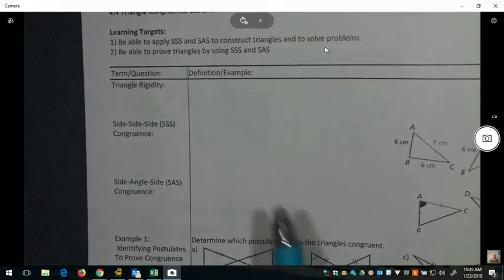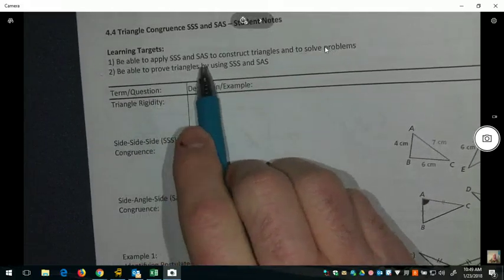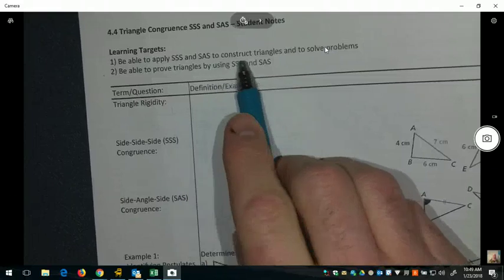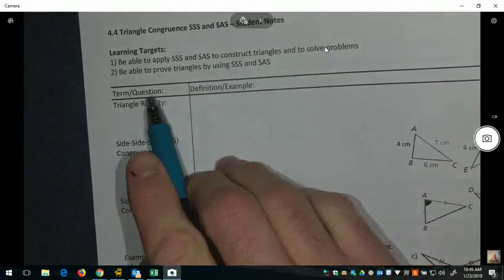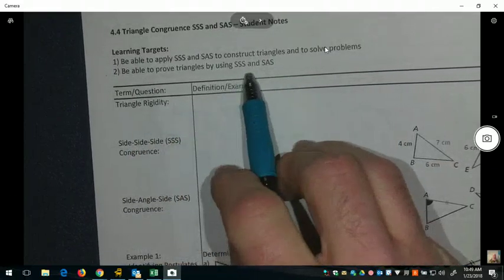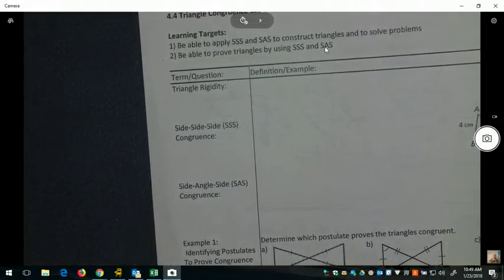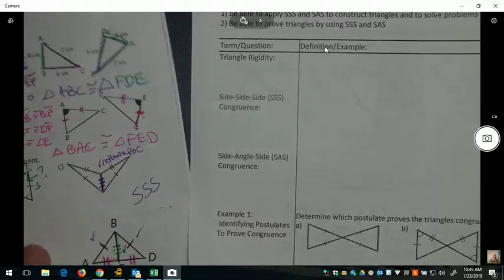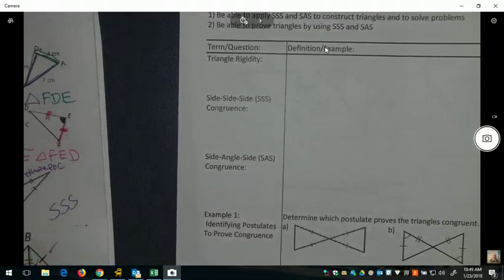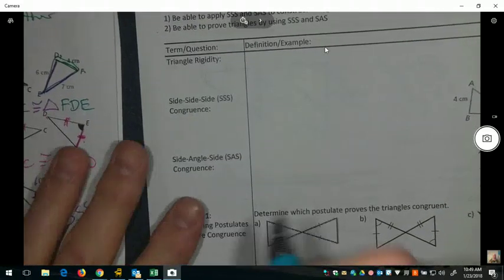4.4 are to be able to apply side angle side and side side side to solve problems, and to be able to prove triangles using side side side and side angle side. Triangle rigidity. It has to do with the similarity. We showed that if we can show that they're similar by side side side or side angle side, then it's going to lock the angles in too.